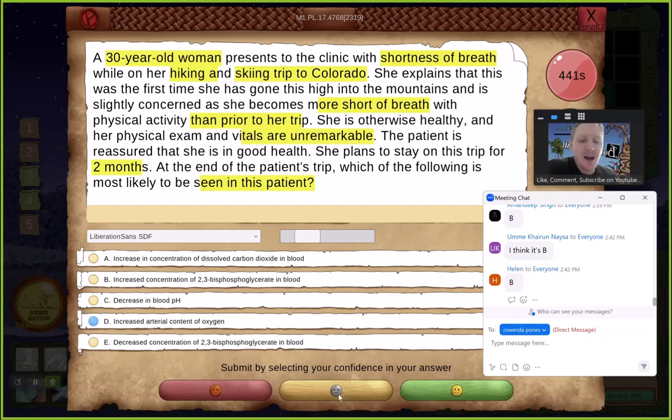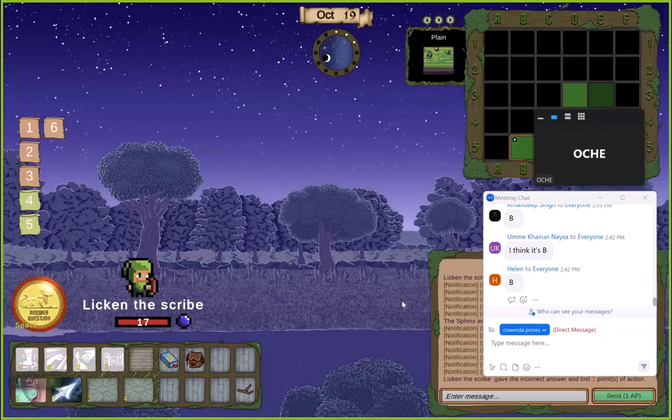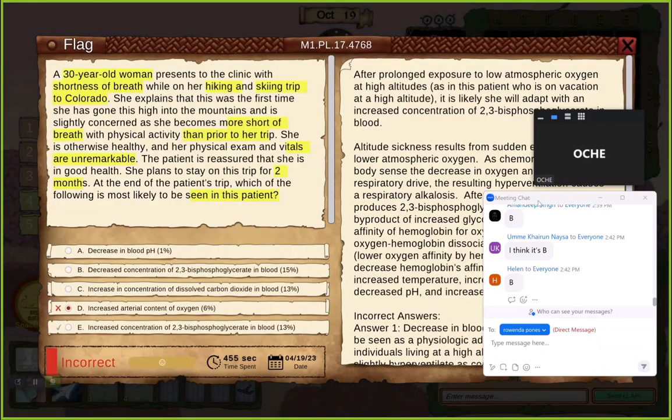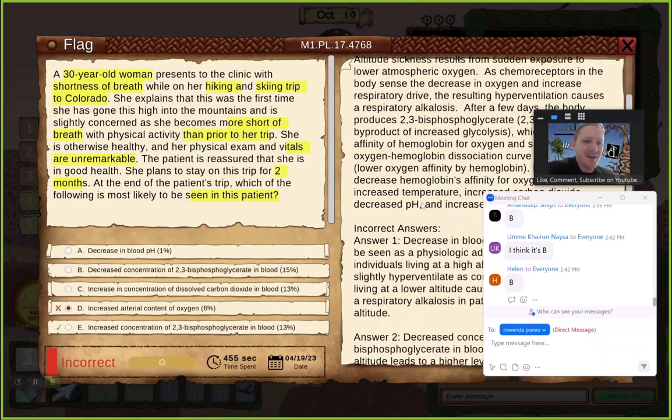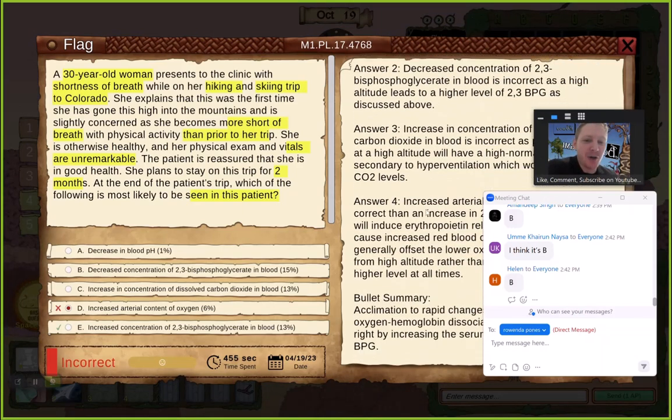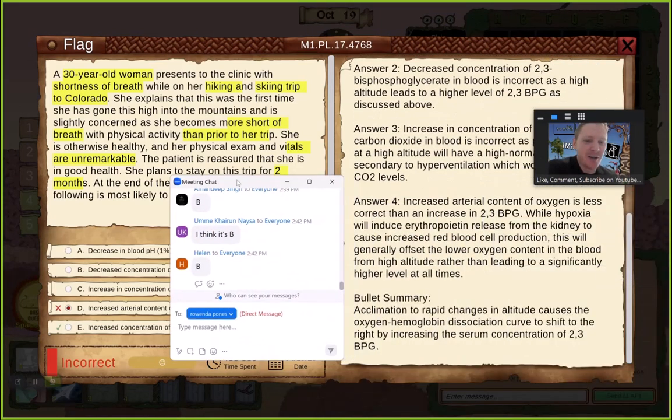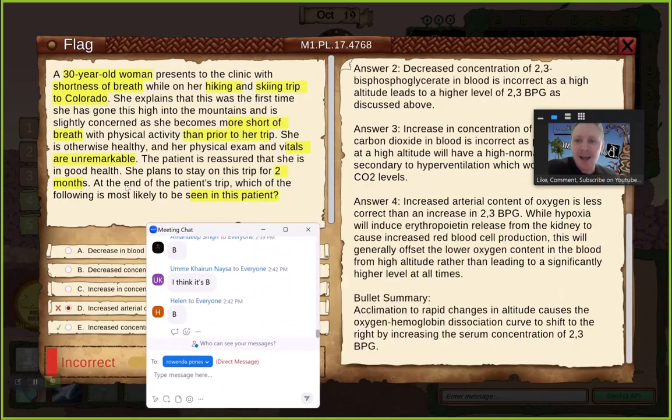So what confidence do you have? Red, green, or yellow? I would say yellow, because there might also be an increase in 2,3 bisphosphoglycerate, because that was normally the answer. So this is obviously not a problem with your medical education and your understanding of what's going on, because you read the question to mean that the end of the patient's trip means that they're going to be back home.